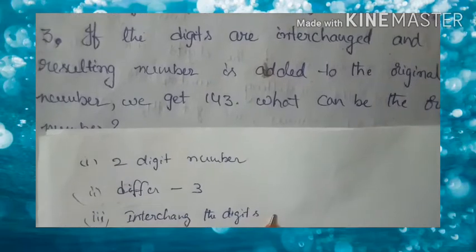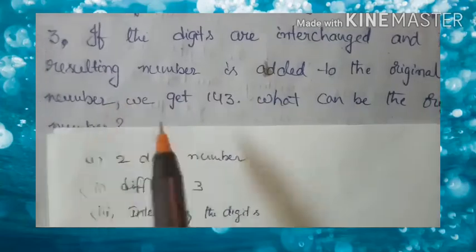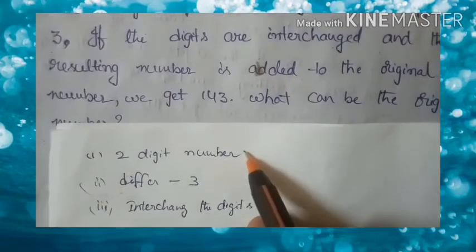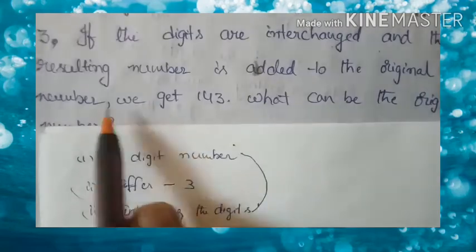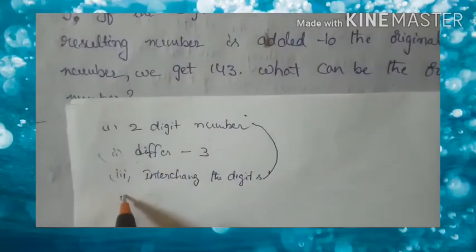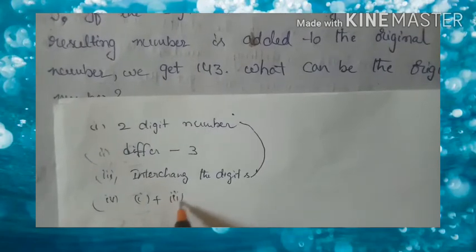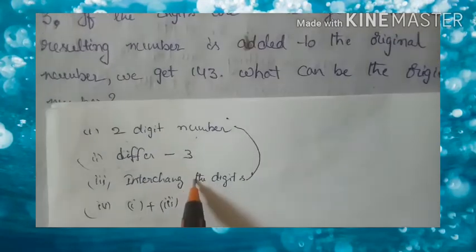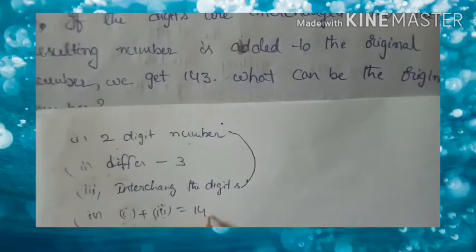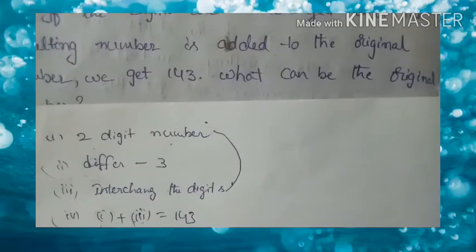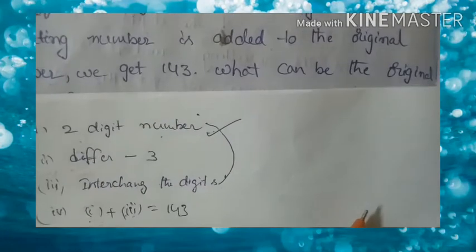Yes or no? So then that number is added to the original number. So what is that? The first two digit number and the interchanged number, these two should be added, then we will get 143. That is the fourth condition. If you add the two digit number and the interchanged number, you will get 143. So what can be the original number? They are asking what is the original number. Clear? These are the conditions or clues.